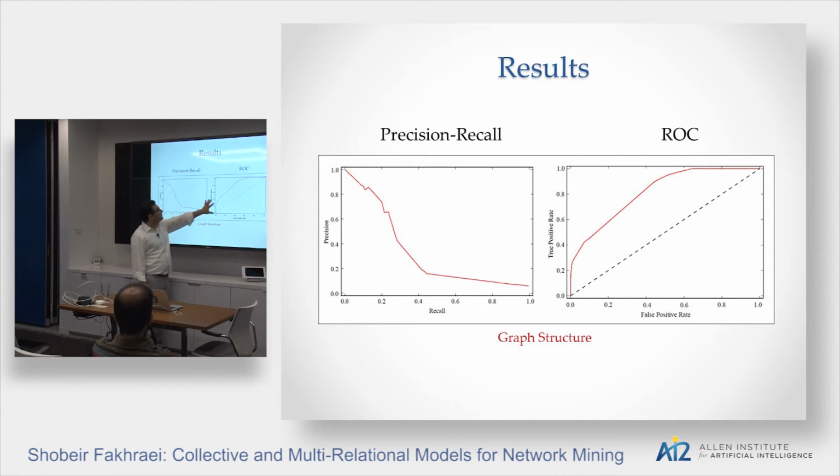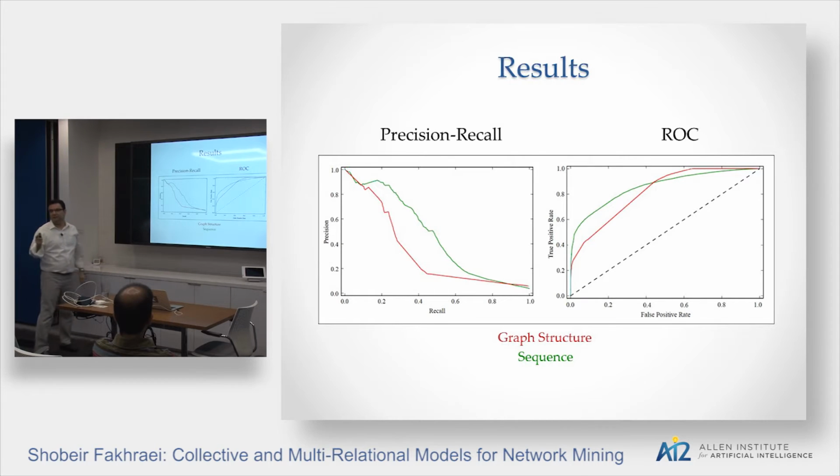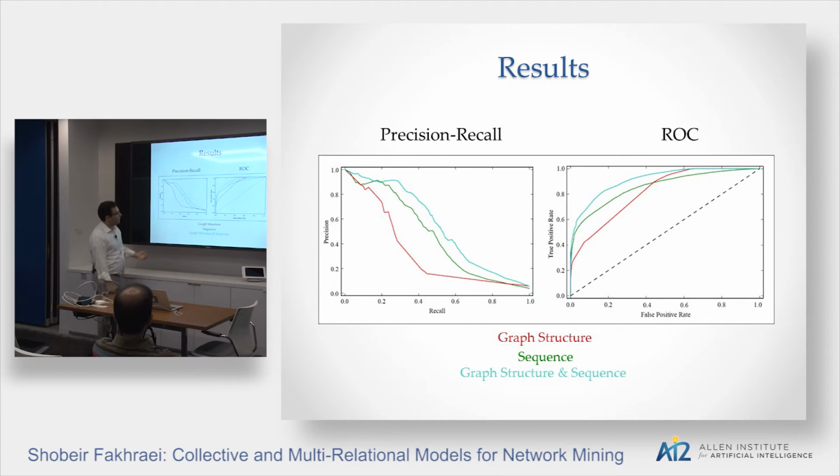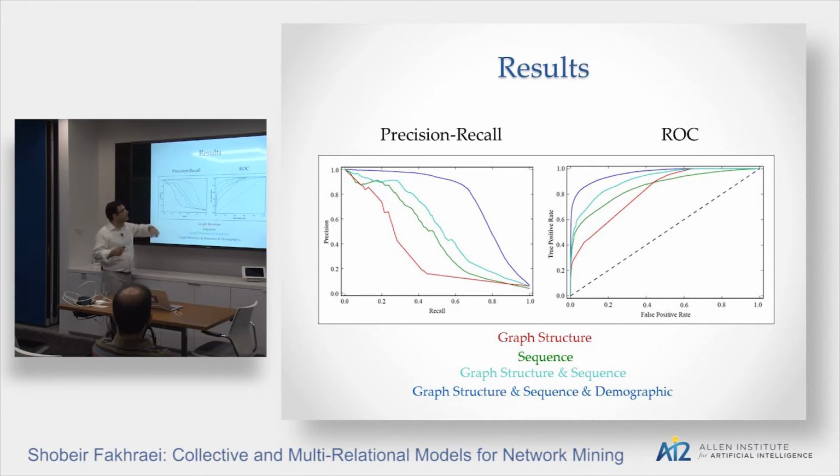This is a precision recall. This is the ROC curve, and this is adding. This is just using the sequence features. This is adding the sequence features and graphs together, and I can't show the demographic features alone because of legal reasons, but it's somewhere around here. But when you add that to this, you get a boost over here.